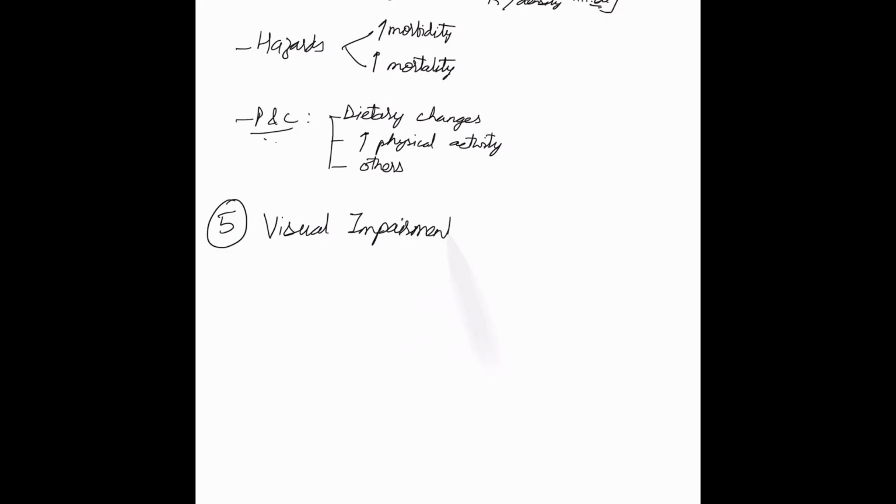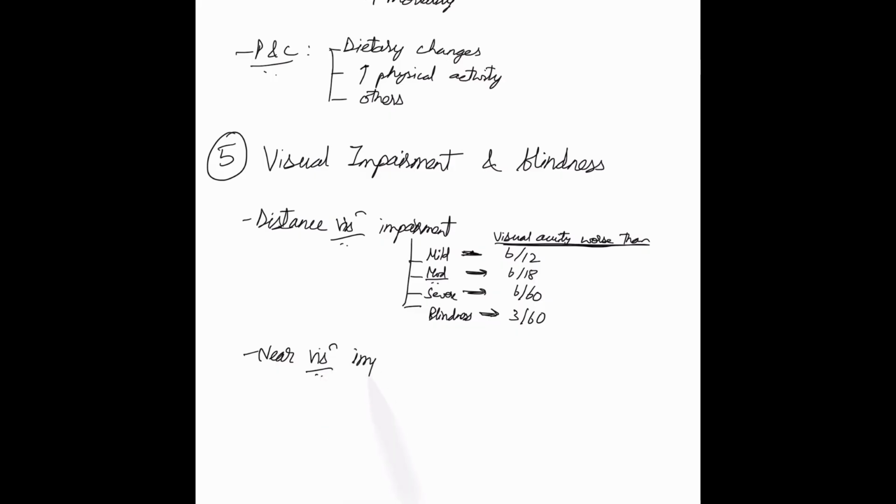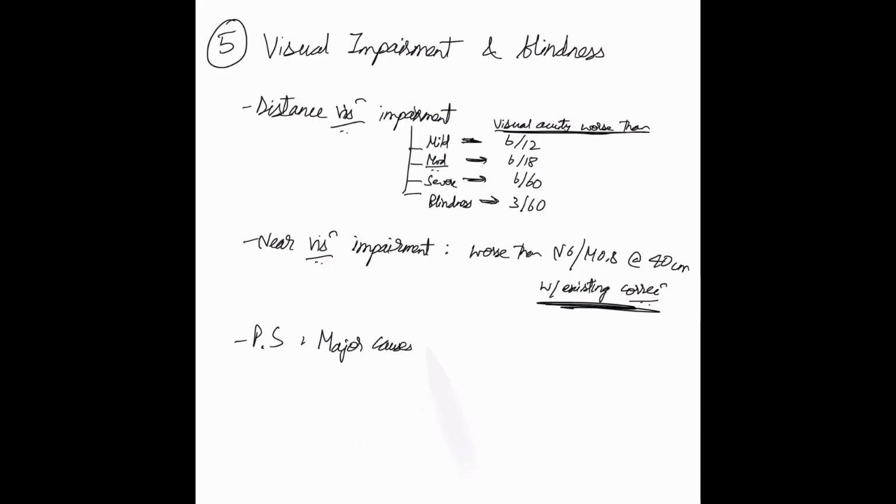Moving on to visual impairment and blindness, we first see the criteria for distant vision impairment according to WHO. Mild impairment refers to a visual acuity worse than 6 by 12, moderate is worse than 6 by 18, severe is worse than 6 by 60, and blindness is worse than 3 by 60. Then we also see the definition of near vision impairment, wherein near vision is worse than N6 at 40 centimeter with existing correction.